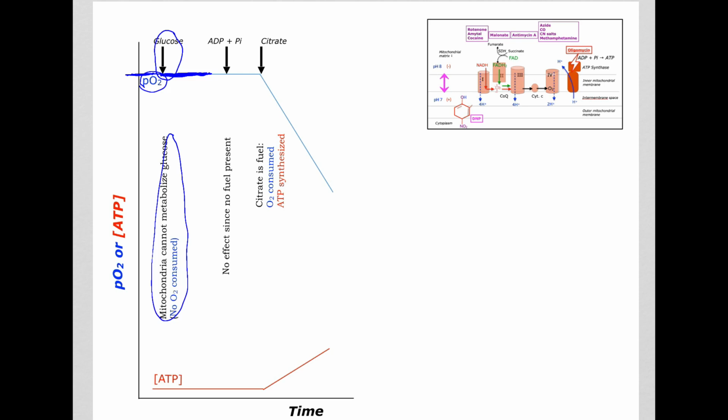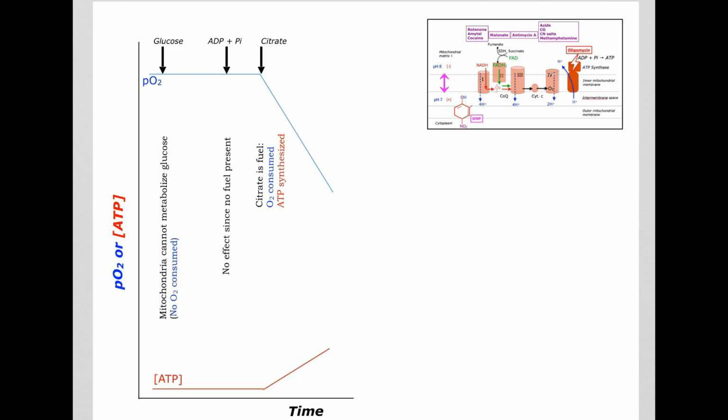In the next step, let's say we add ADP and Pi. Remember, ADP and Pi are the substrates for ATP synthase. And we monitor again the PO2. Once again, although we give ADP and Pi, the concentration of PO2 doesn't change. So basically, there's no electron transport chain happening here, and therefore no ATP that is synthesized during this time.